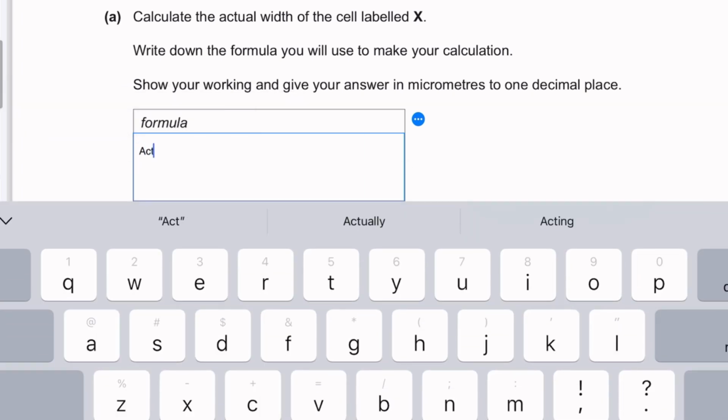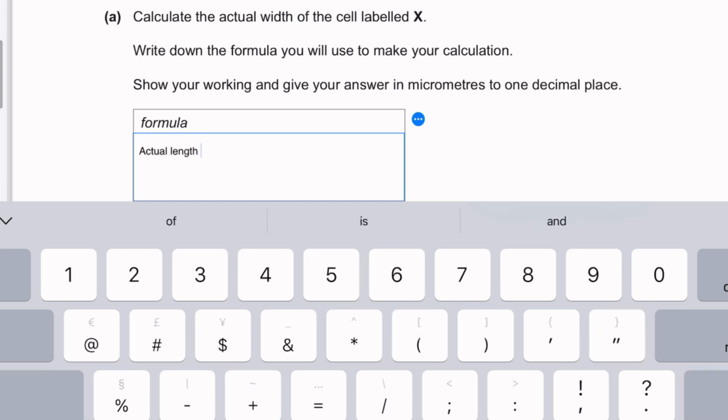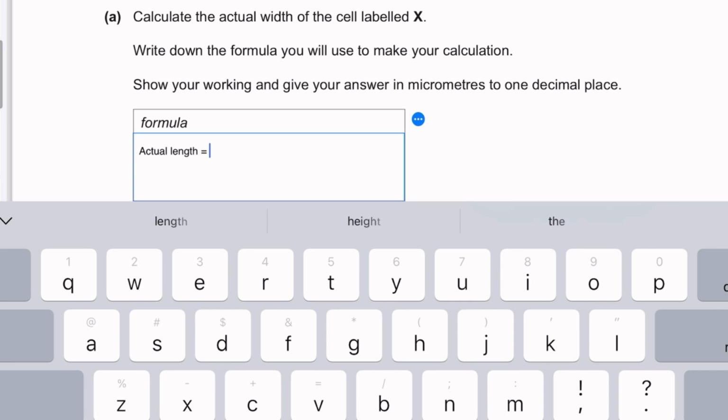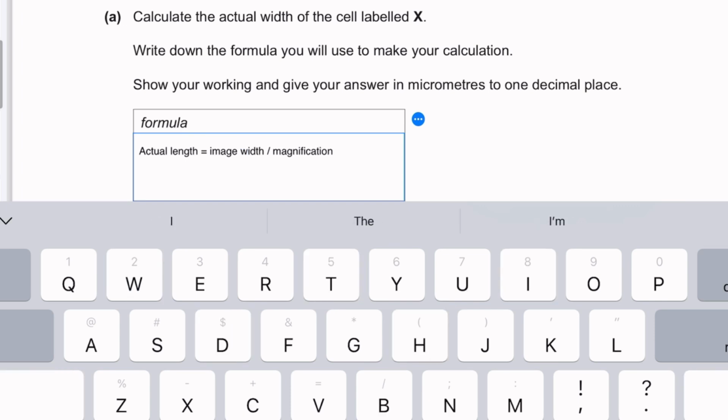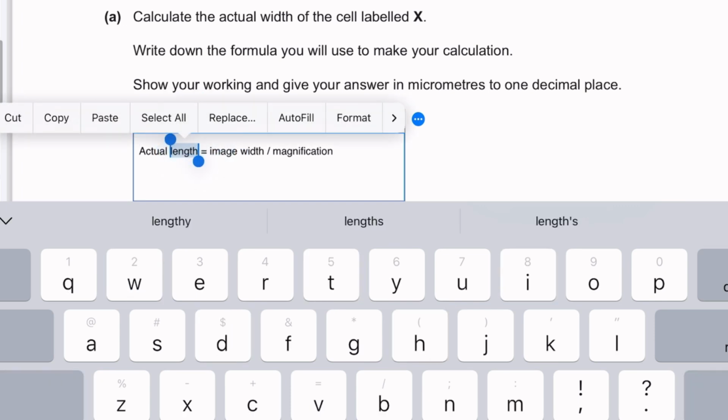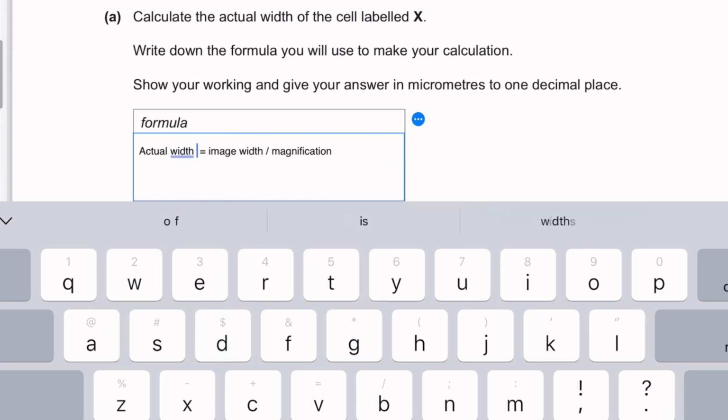So it will be actual length equals image length divided by magnification. Now in this case they're actually asking for actual width. So let's change these and swap them out for width. Okay, now we're done with the first part of the question. I'm going to go ahead and do the calculations.